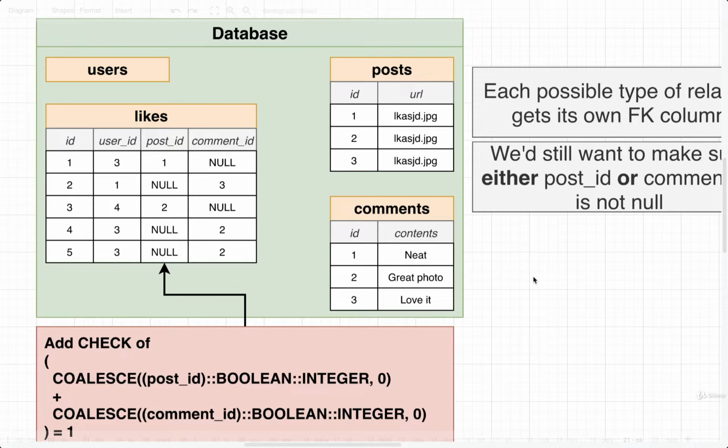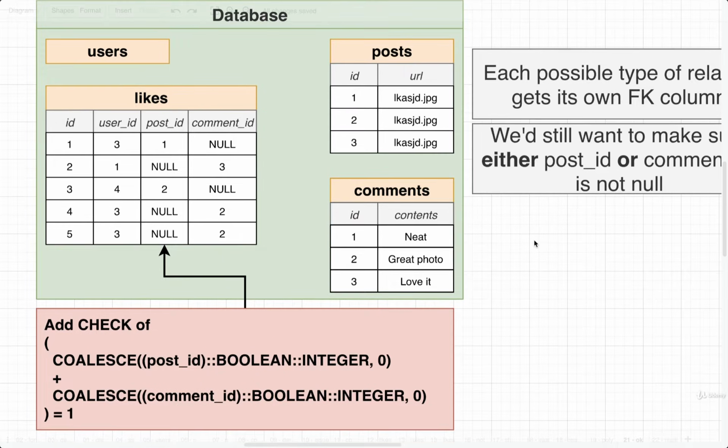So this is a good solution because we can still have one single table here in the middle that allows us to associate a user with posts or comments, and we still get to use foreign key columns. So seems like a good all-around solution, right? There is one thing that we might want to add in.